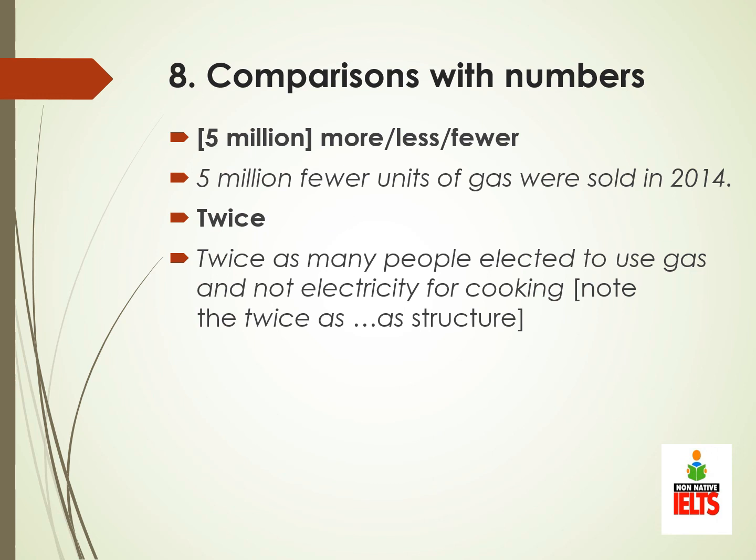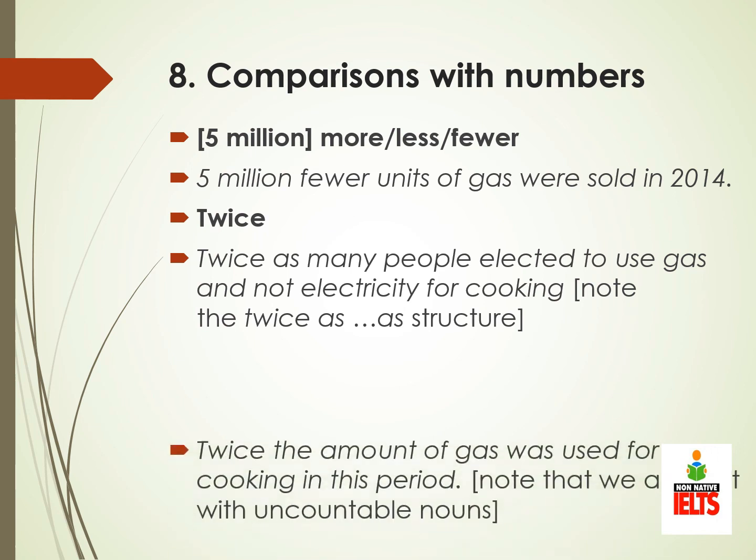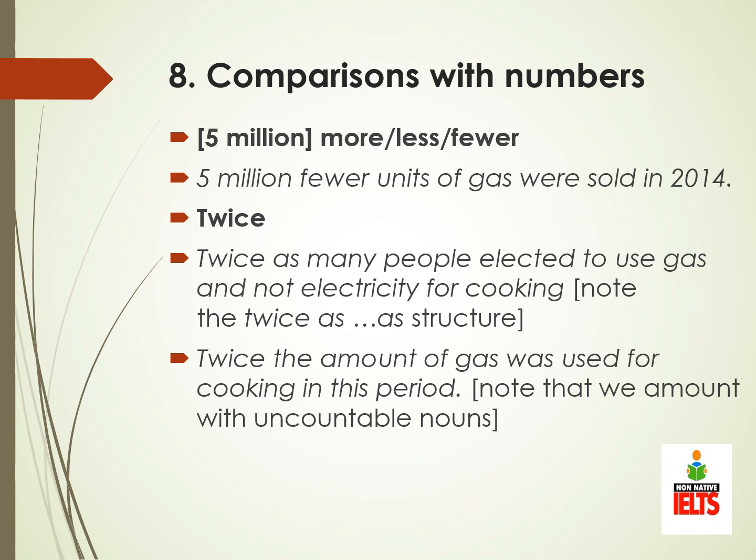Note the twice as structure. Twice the amount of gas was used for cooking in this period. Note that we use amount with uncountable nouns. You need to keep this in mind, right?